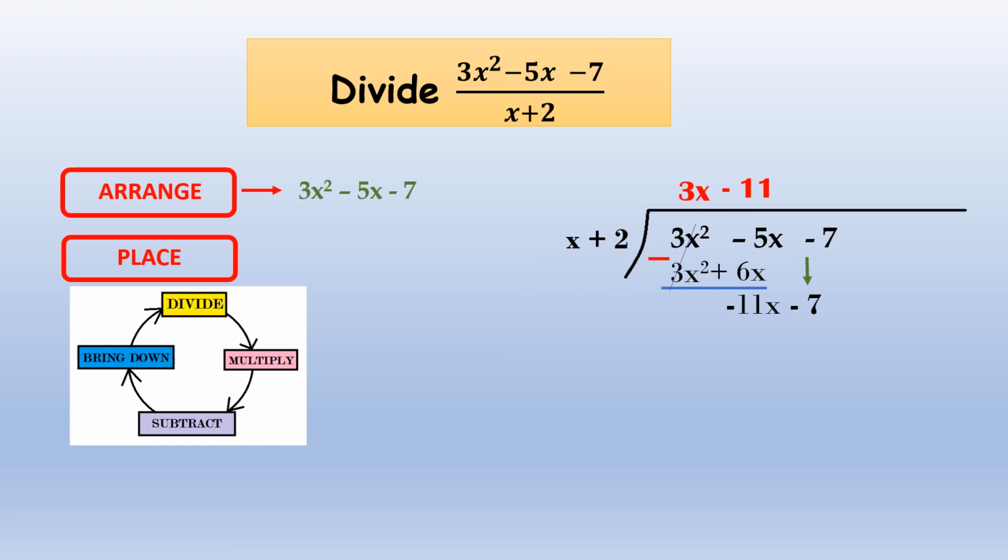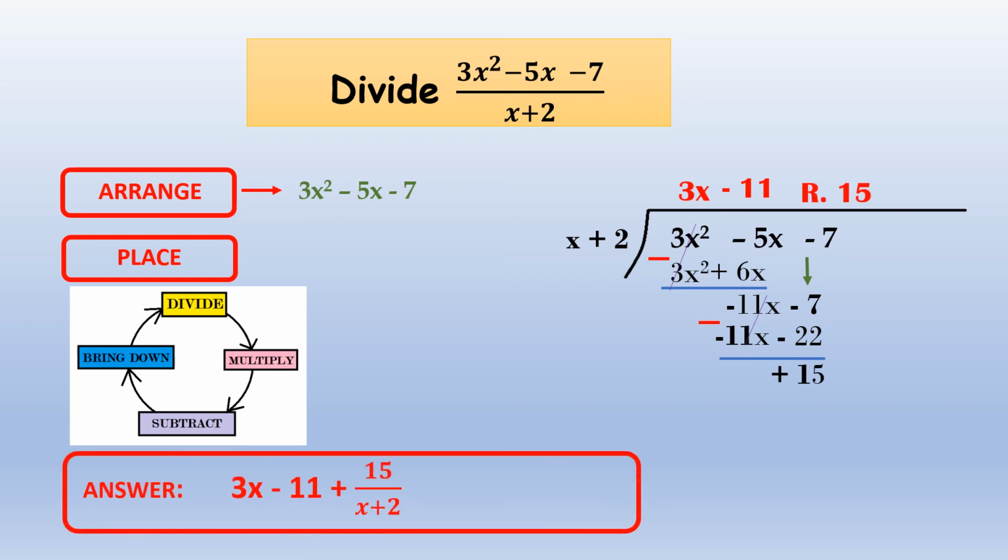Multiply negative 11 to x plus 2. That is equal to negative 11x minus 22. Subtract the remaining terms. We will then have 0 and positive 15. Therefore, the remainder is positive 15, which makes the answer 3x minus 11 plus 15 all over x plus 2.